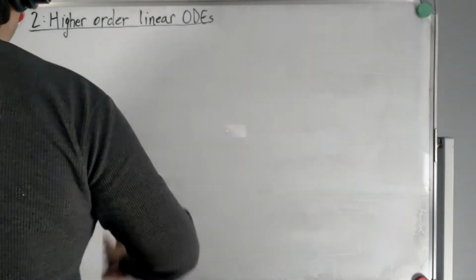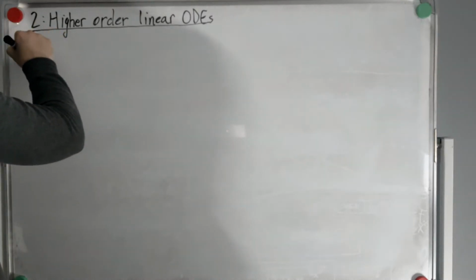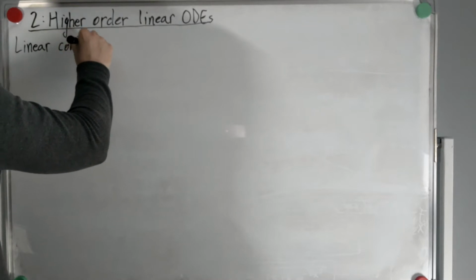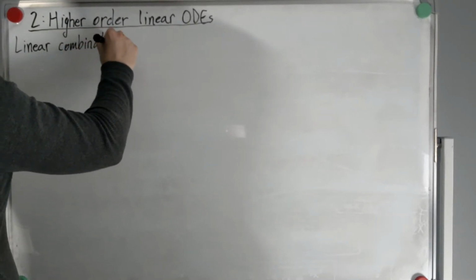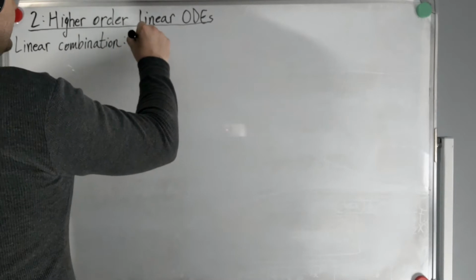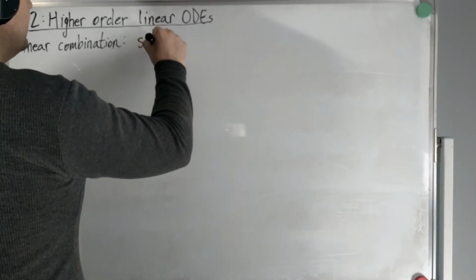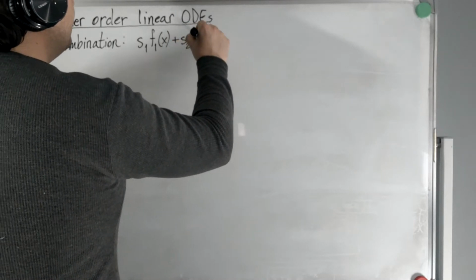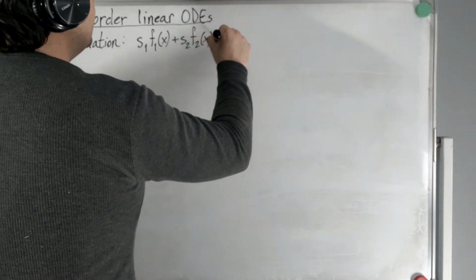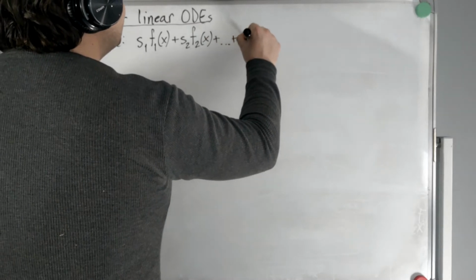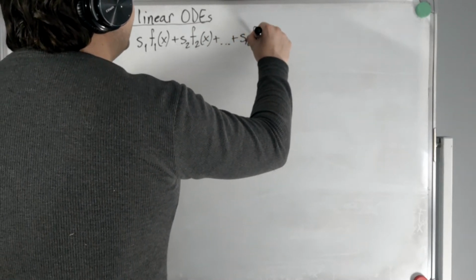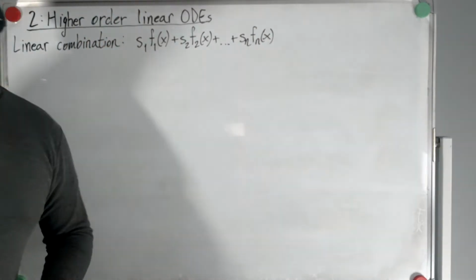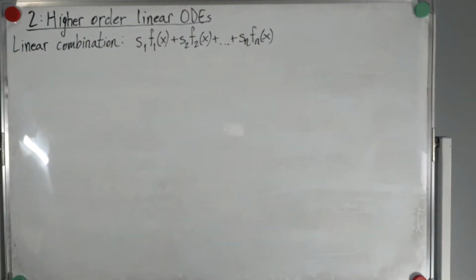So let's just recall that a linear combination of a bunch of functions looks like a constant times one function plus a constant times another function plus ... plus a constant times another function. Right? That's all we mean by a linear combination of functions.